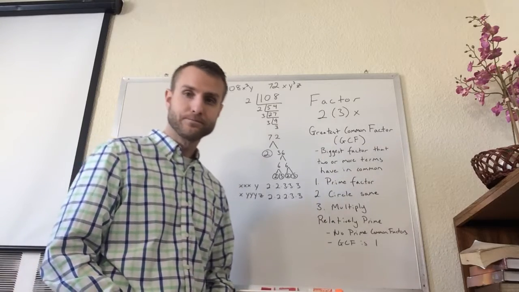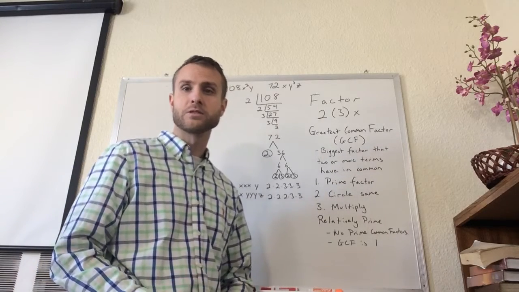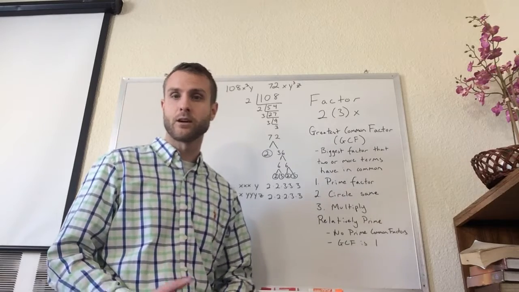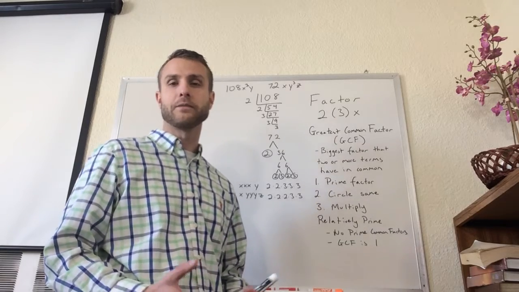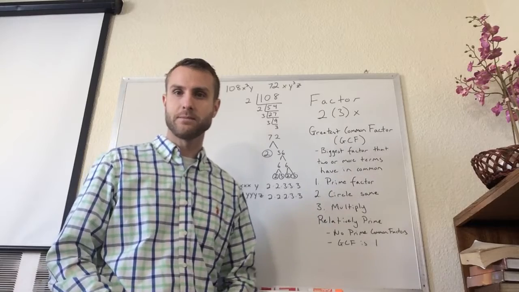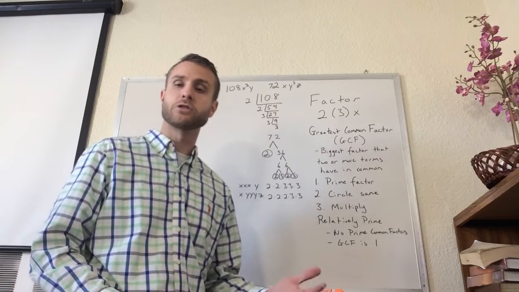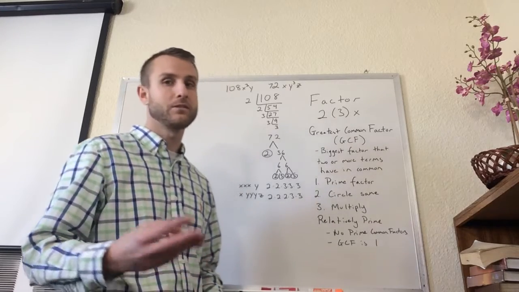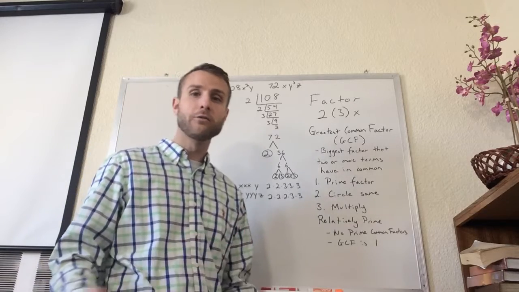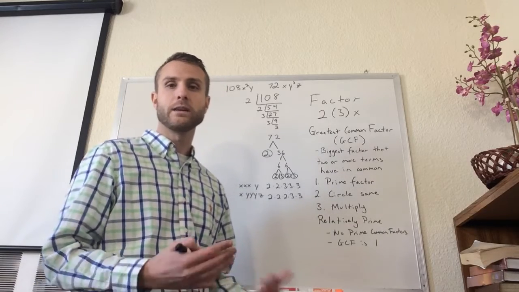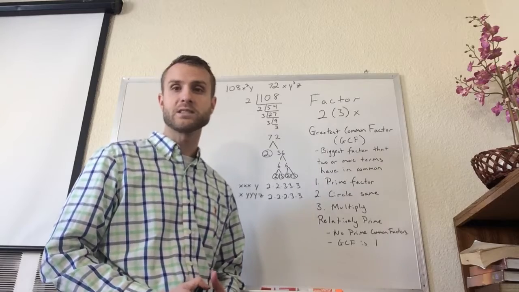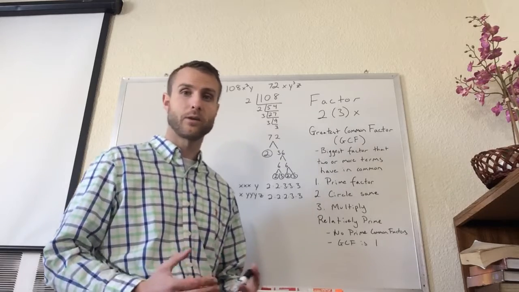So for example, the numbers 8 and 15 are relatively prime, because 8 and 15 cannot be divided by the same number. The prime factors of 8 are 2, 2, and 2. The prime factors of 15 are 3 and 5. So they have no factors in common. So the only number they could both divide by would be 1. So we say that they are relatively prime.